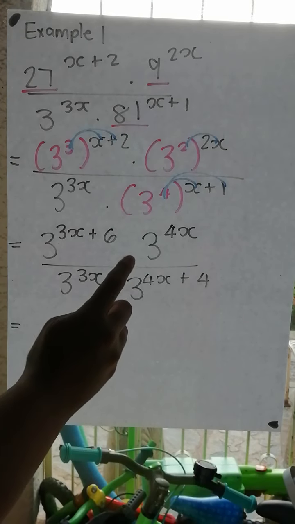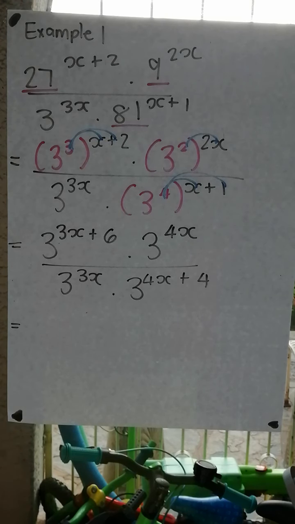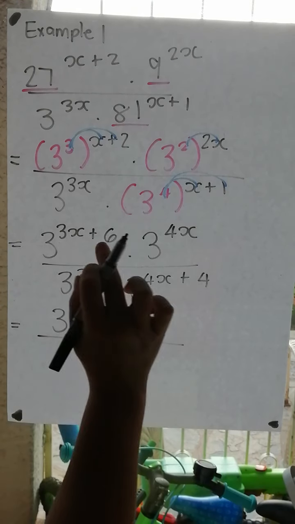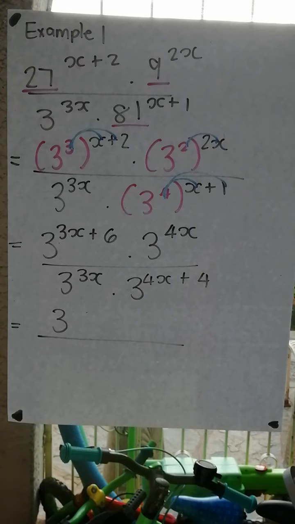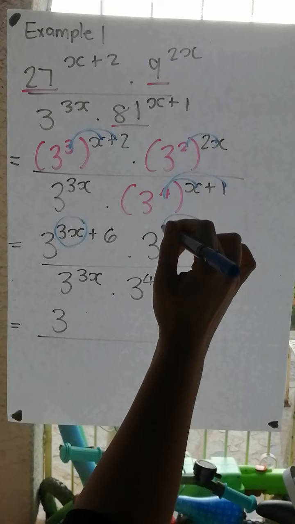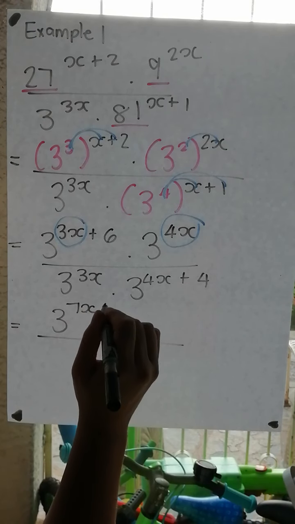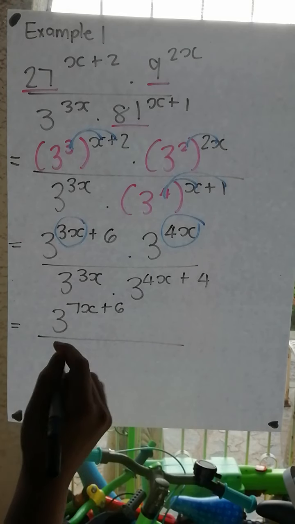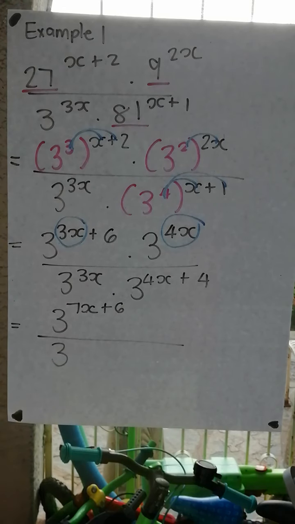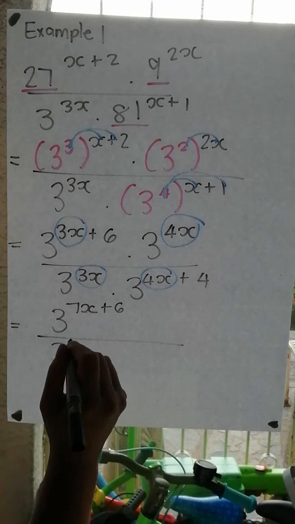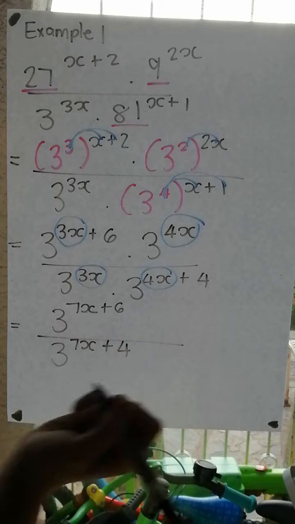I've got like bases that I'm multiplying. It says if I have like bases and I'm multiplying, I add the exponents. So keep the base of 3. I must add these exponents. The only exponents that I can add together, or which are like terms rather, is a 3x plus 4x. That gives me 7x plus 6. And at the bottom, keep the base, add the powers, 3x plus 4x as well. So I have 7x plus 4.